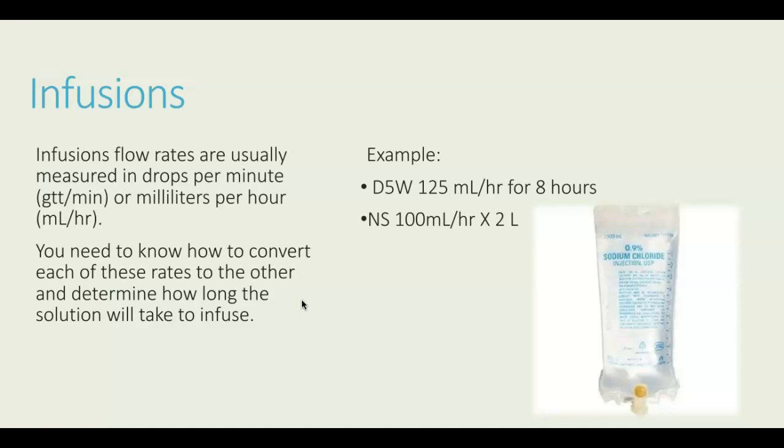Sometimes we'd use a gravity set, and I'll explain that later. It's a set where you actually count the drops into the drip chamber to see how fast it will be going. There are a couple of different methods. So you'll need to learn how to convert each of these rates into the other to determine how long those medications are going to take to infuse, and to make sure you're infusing it at the right rate. So let's go ahead and move forward to some problems.